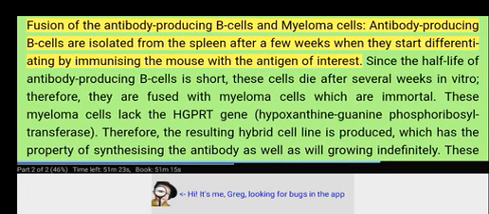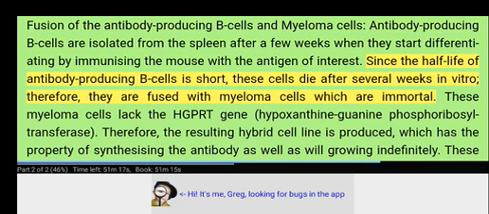Fusion of the antibody-producing B cells and myeloma cells. Antibody-producing B cells are isolated from the spleen after a few weeks, when they start differentiating, by immunizing the mouse with the antigen of interest. Since the half-life of antibody-producing B cells is short, these cells die after several weeks in vitro. Therefore, they are fused with myeloma cells, which are immortal.